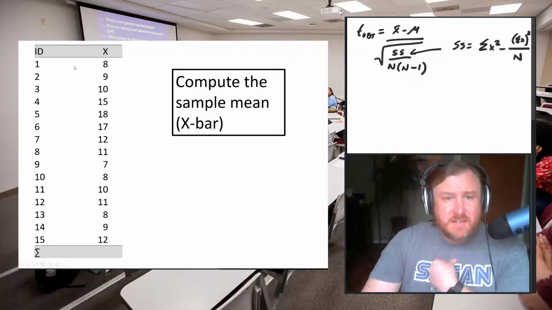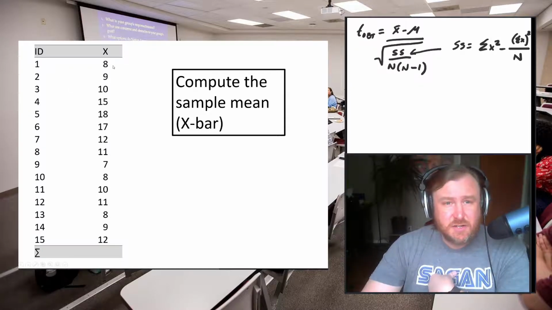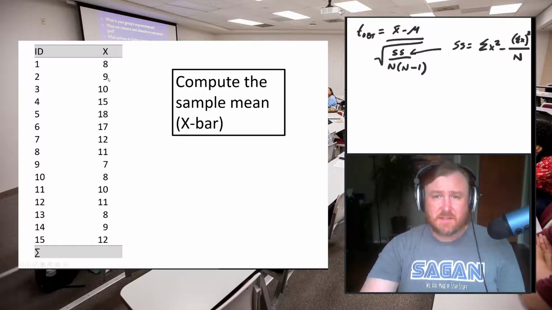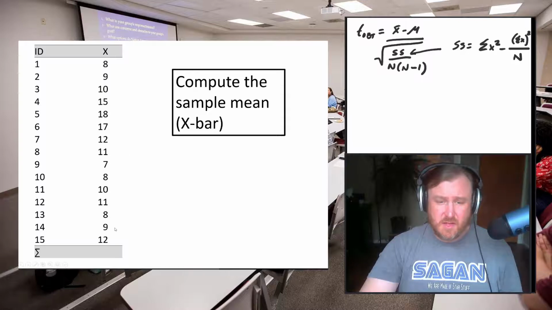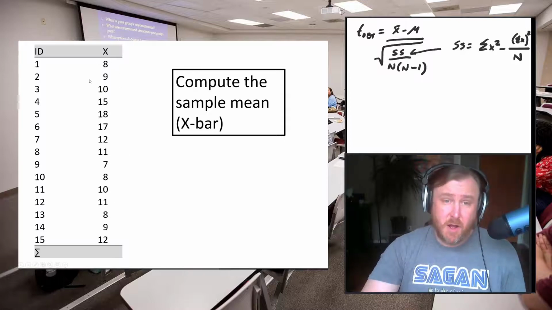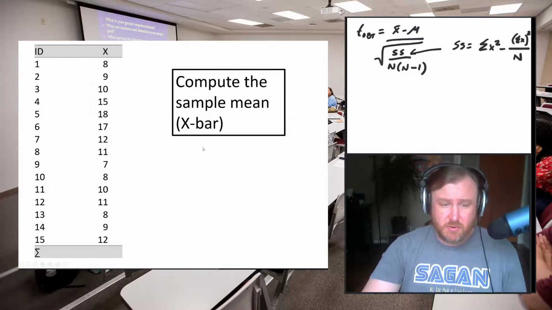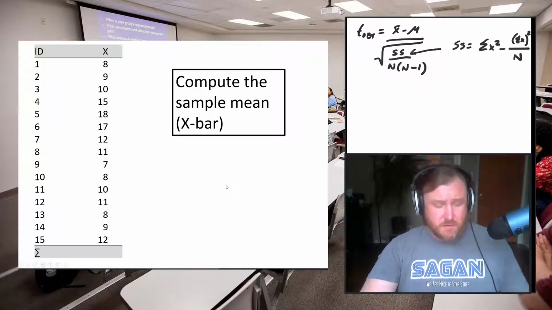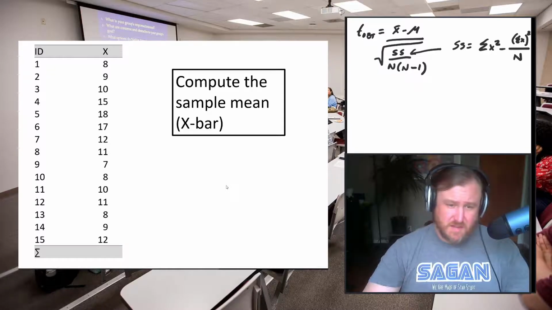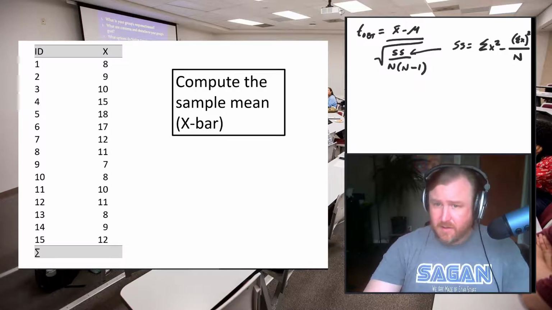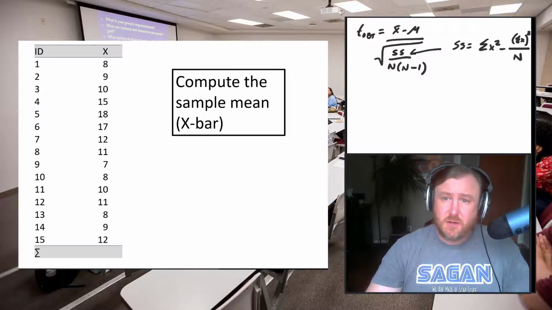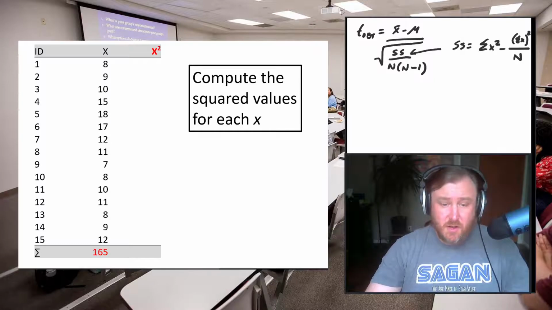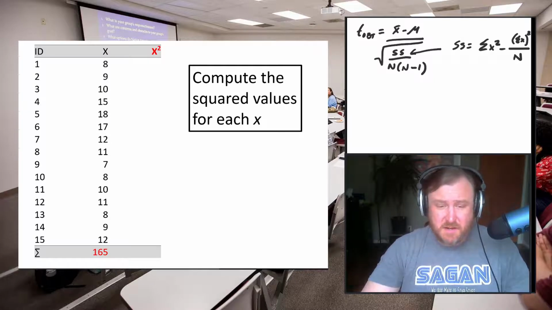So we can see, each of these rows is a case or a participant, and these x values represent the age in months at which the children uttered their first word. So the first thing we're going to have to do, and this may seem very familiar to you, is we need to compute the sample mean, x bar. So we do that, we get 165.